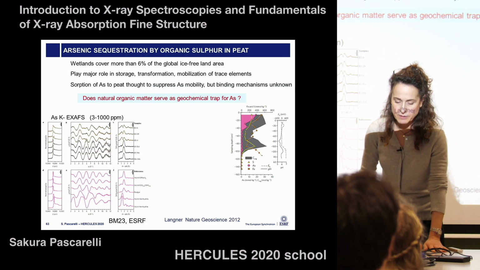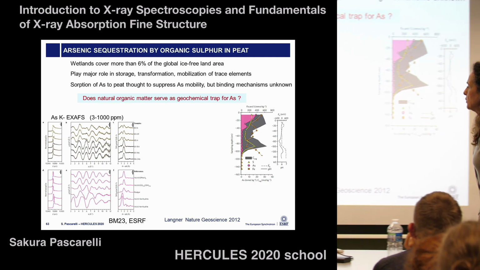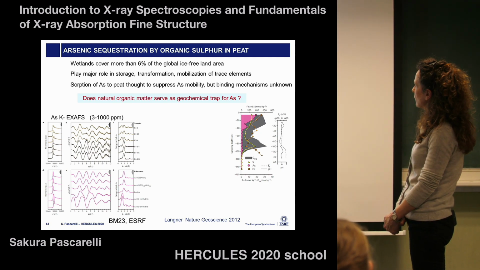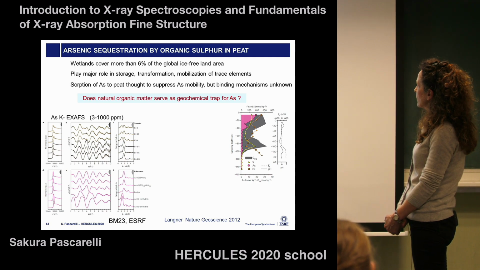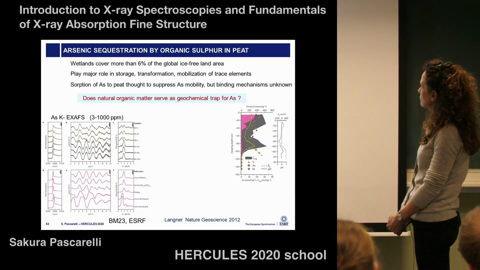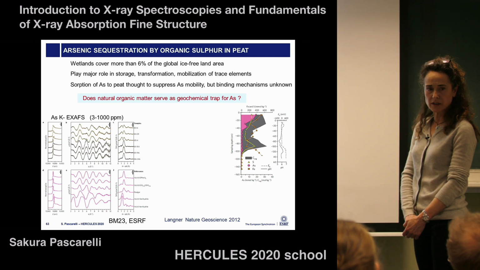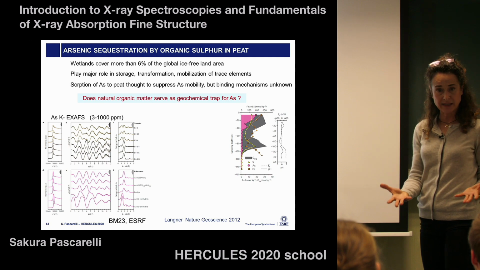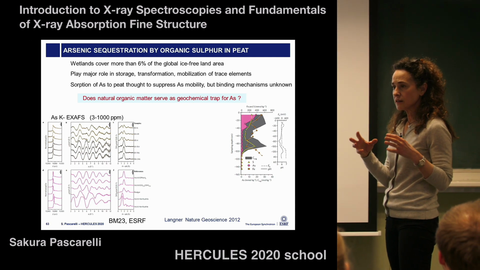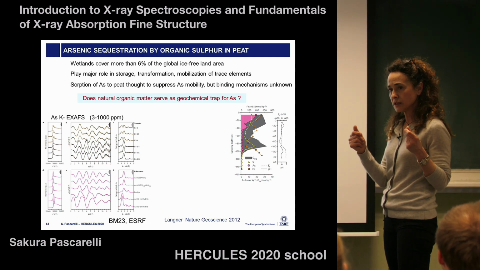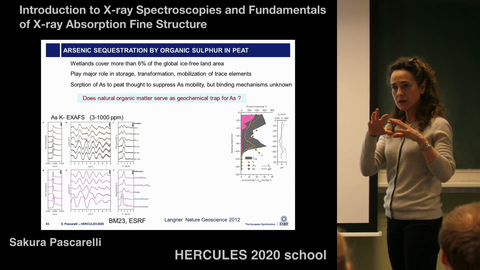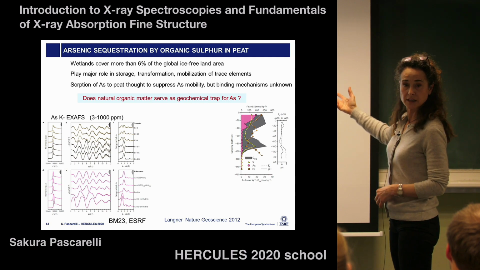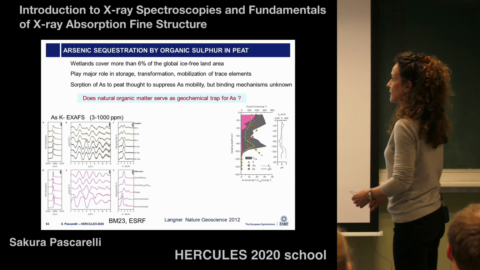They're reducing the iron. So this is another example where this was done here at BM23. And this concerns looking at trace elements in soil, in wetland soil. So we have a lot of this wetland soil all over our planet. And they play a very important role in sort of storing or sometimes even blocking these trace elements that can be toxic, like arsenic, for example, or mercury or lead and things like that.